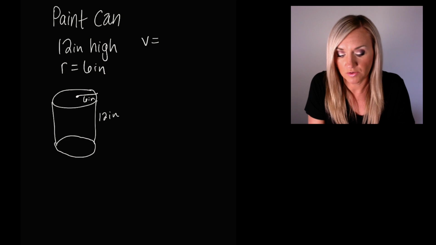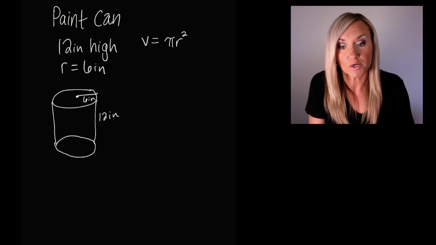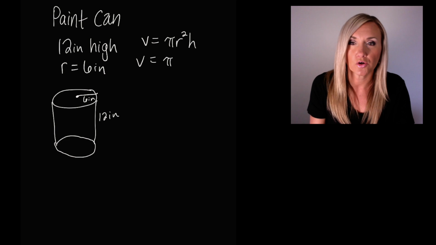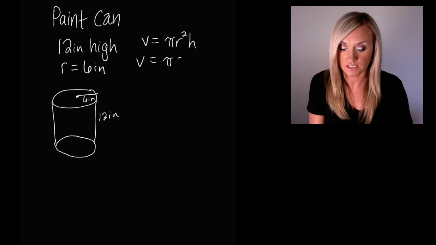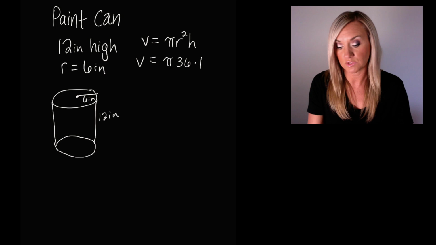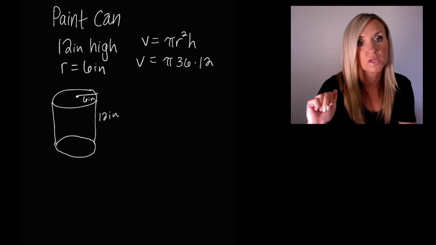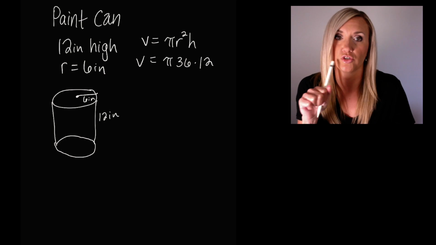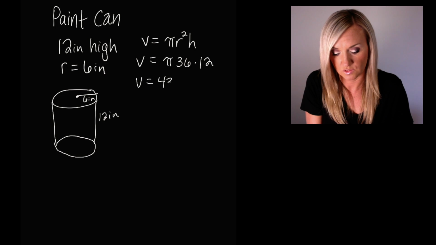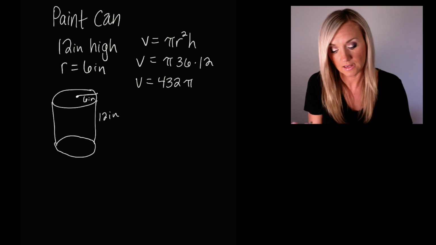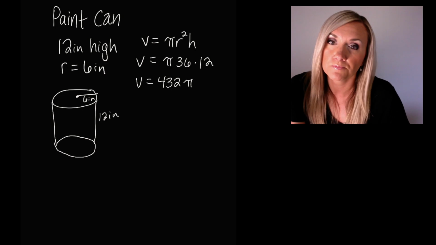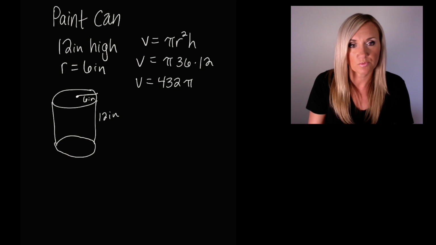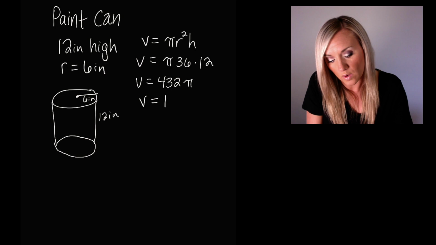All right, so volume equals pi r squared h. Our volume is pi, and r squared is, since we have a radius of 6, that would be 36 times our height, which is 12. Now, 36 times 12, that's going to give us 432, so volume is 432 pi. And that's our exact answer, but we're now going to multiply by 3.14, so 432 times 3.14 is 1,356.48.